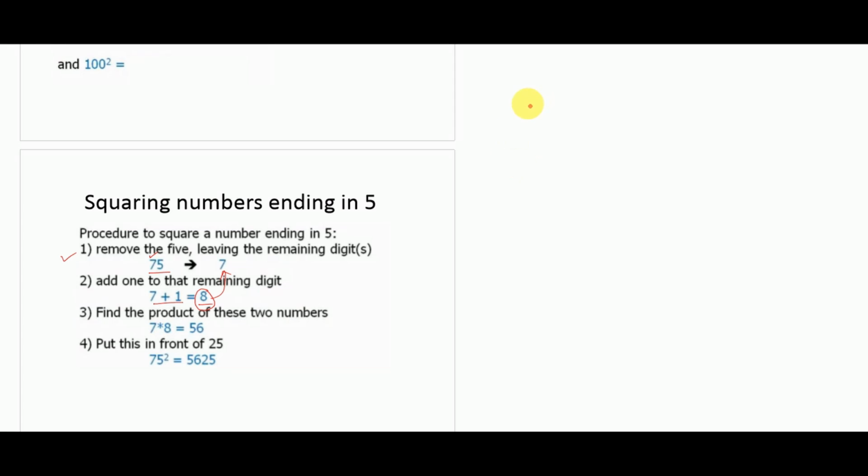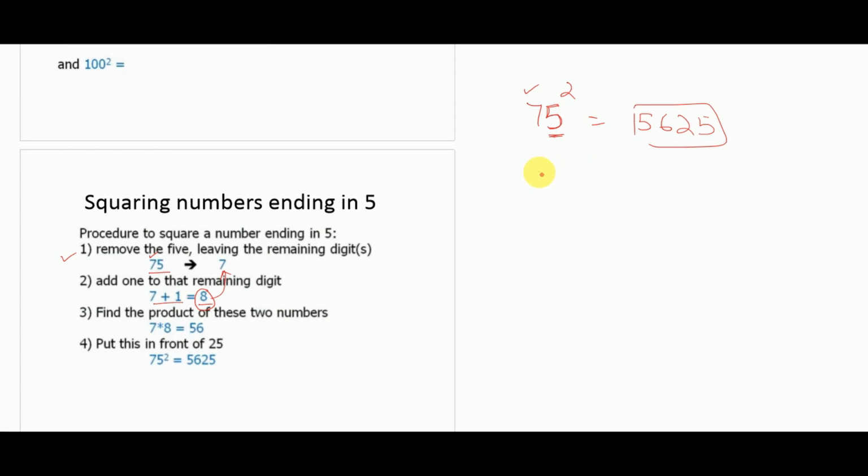So it's pretty simple. You have this number 75. You take this number, think about, don't write it, think about what's the next number with an increment of 1, that's 8. And what's 8 by 7? That's 56. And then simply add, or put the square of the 5, which is 25, with it, and you have your square of 75.